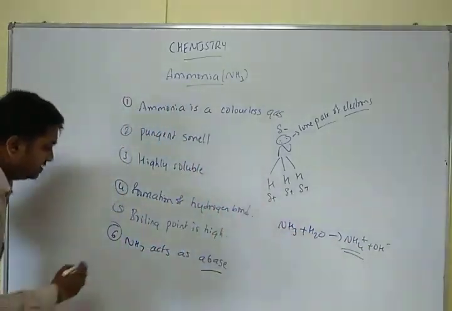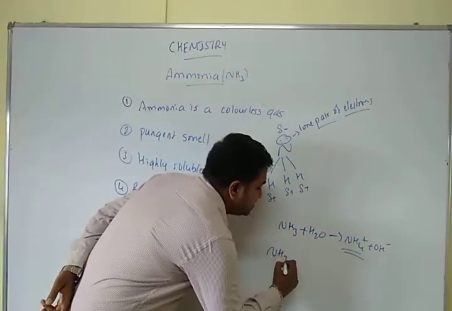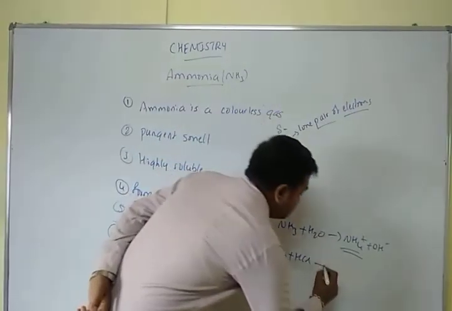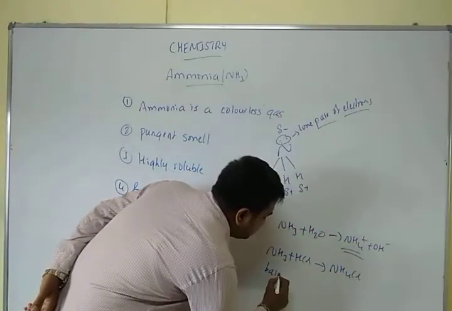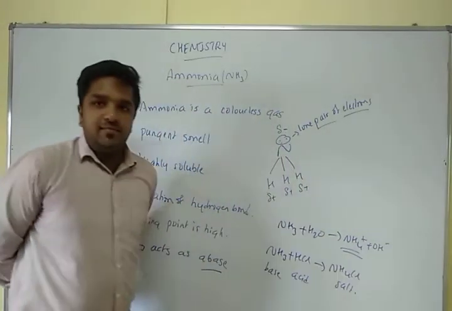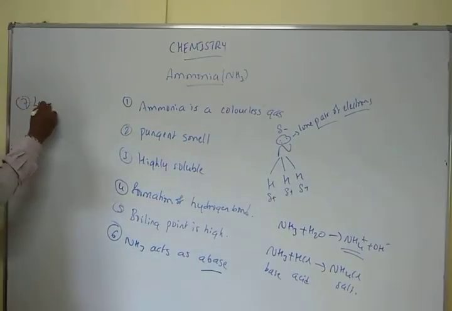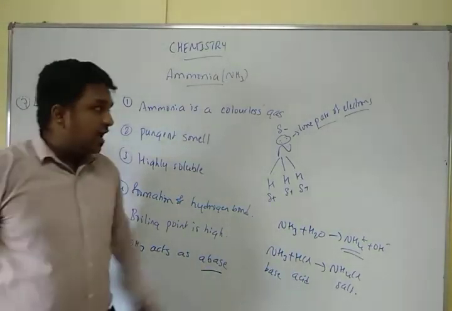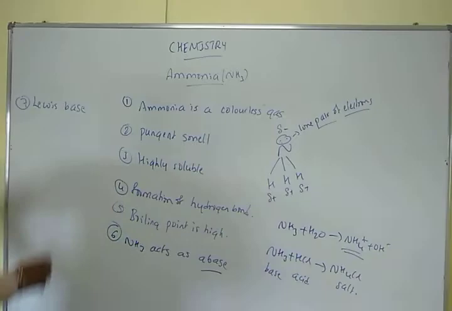Clear? And next, when this base is treated with an acid like hydrochloric acid, it forms a salt. This is the base, this is the acid, and it forms a salt. So it is a Lewis base. Why is it a Lewis base? Because it can donate the lone pair of electrons which is available. And this is the seventh property.